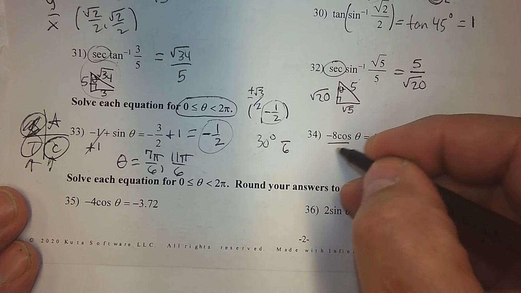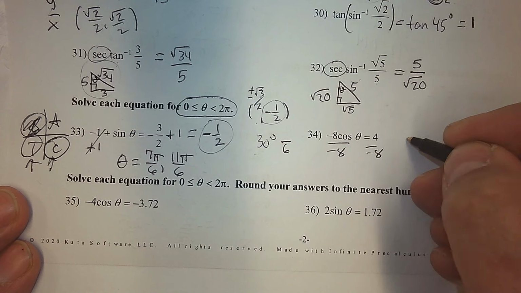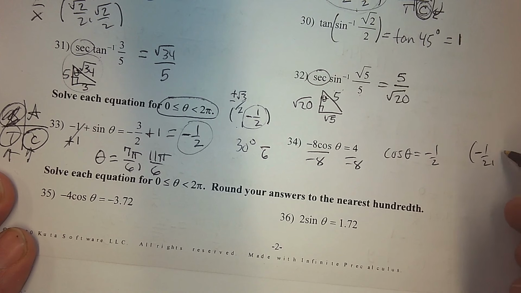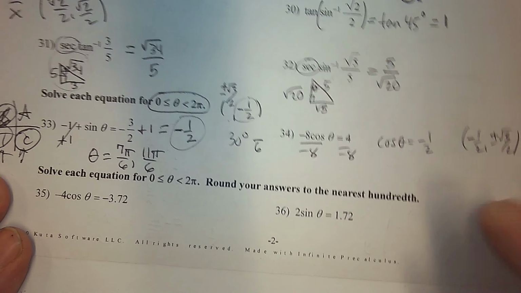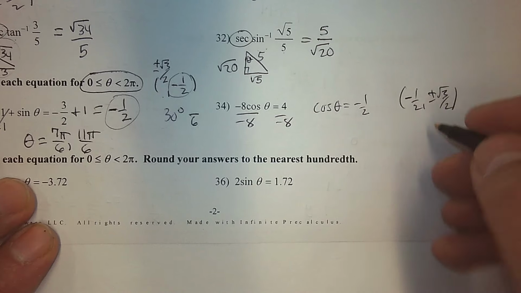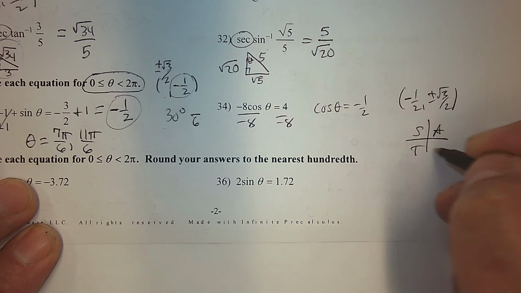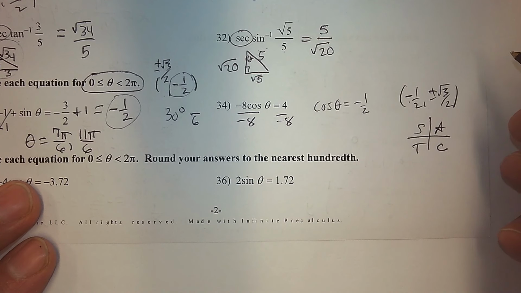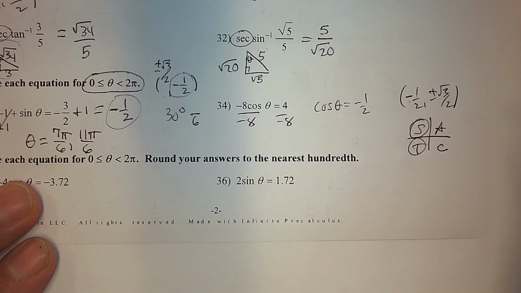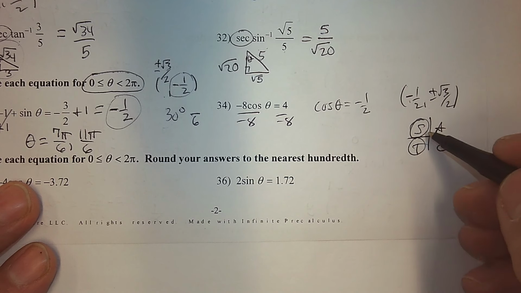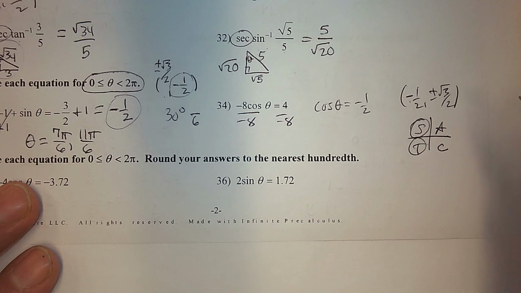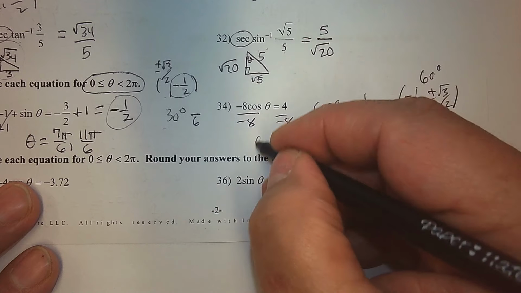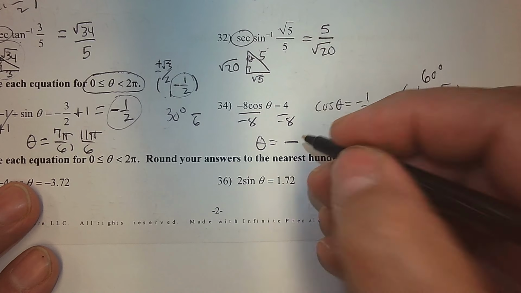Here we're going to divide by negative 8. So now we have cosine equaling negative 1/2. So now the x coordinate's negative 1/2, and the y could be positive or negative root 3 over 2. Understanding the quadrant, if the x is negative, then it's quadrant 2 or quadrant 3. Those are the two places for negative a half. This reference angle is 60 degrees. So my answer is going to have 3 in the denominator.